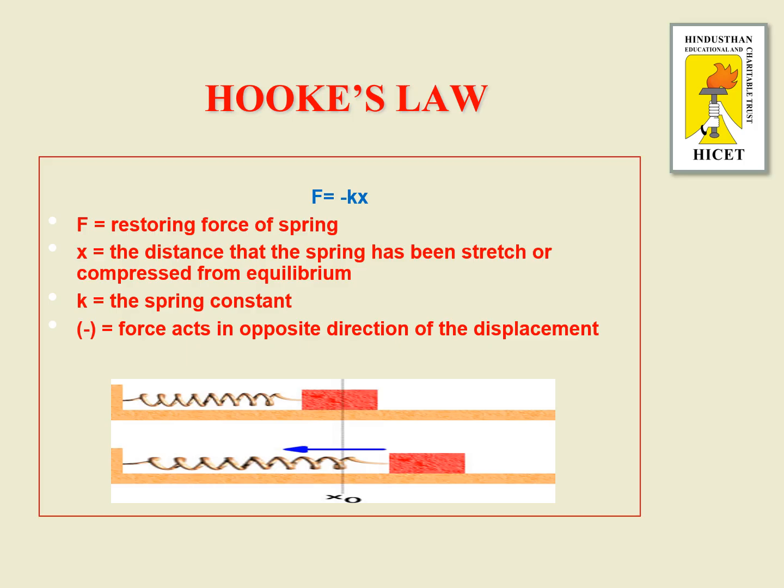This Hooke's law is F equal to minus kx, where F is the restoring force of the spring, x represents the distance that the spring has been stretched or compressed from equilibrium, and k is the spring constant. The negative sign represents the force which acts in the opposite direction of the displacement, and here is the figure depicting the spring which is being elongated when it is pulled by a force F.